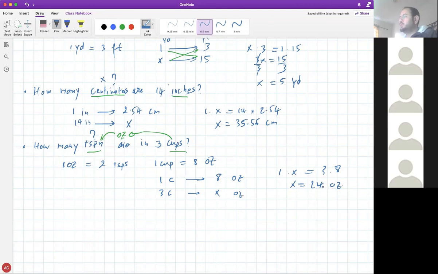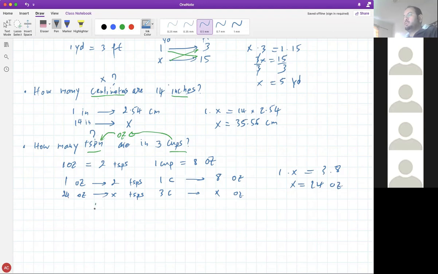Now we're going to take those ounces here. We have ounces, we can turn them into tablespoons. So 1 ounce is 2 tablespoons. And we do have 24 ounces, so that goes here under the other ounces. And we're going to turn that into how many tablespoons? We're going to find this. So let's call that X tablespoons.